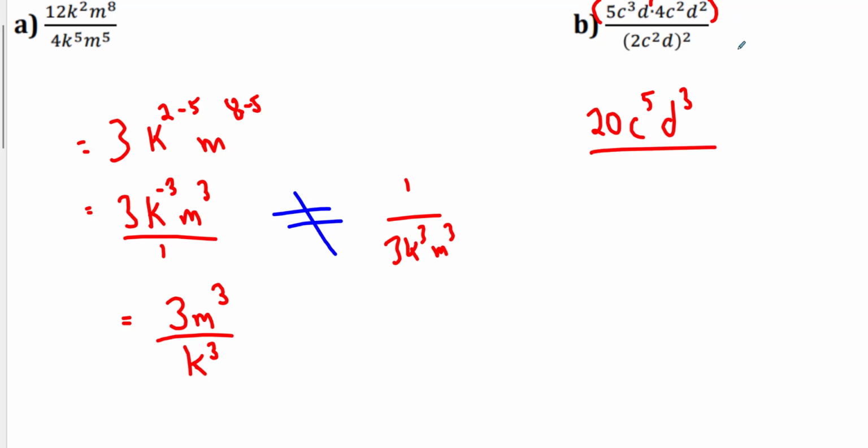Let's simplify the bottom. Here I have a bracket with exponents. So this is the power of a power rule. What that means is I need to apply this 2 that's outside the bracket to every single value inside the bracket, and I need to multiply the exponents. So the answer is going to be c to the power of 4 and d to the power of 2, because there's an invisible 1 here. So 1 times 2 is 2.